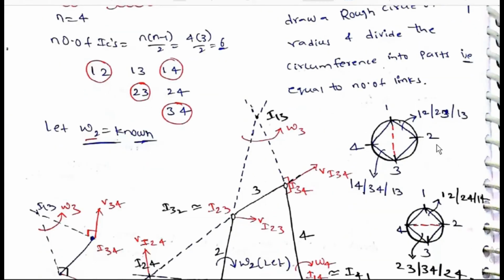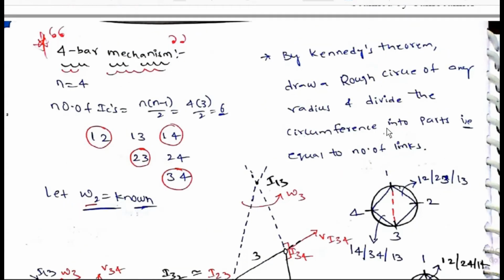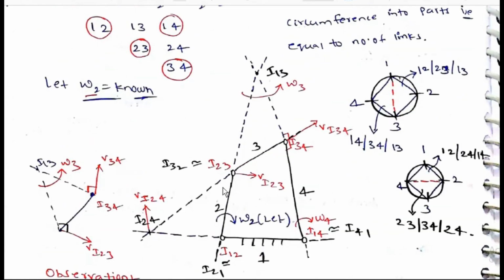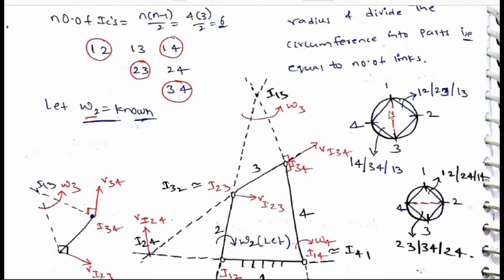Like 1, 2, 3, 4 in a circle. Draw 1, 2, 3, 4. If you want to know, we can look at I12, I23, I34, I14 easily. To get I13, we have to go from 1 2 2 3 or 1 4 4 3.